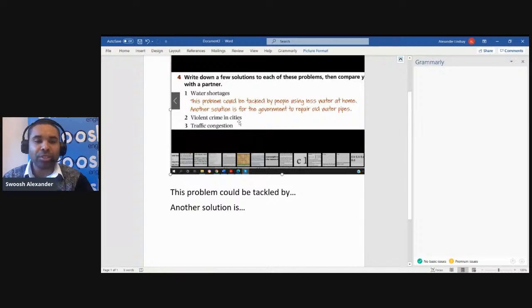So when writing solutions, there's a particular structure that we can use in order to ensure that we are using correct grammar and vocabulary. And we can see that in these two examples, we have the beginning of the sentence, this problem could be tackled by. So we can use that set structure within any problems and solutions essay. And another solution is. So we've got these two structures that we can use at the beginning of our solution sentences.